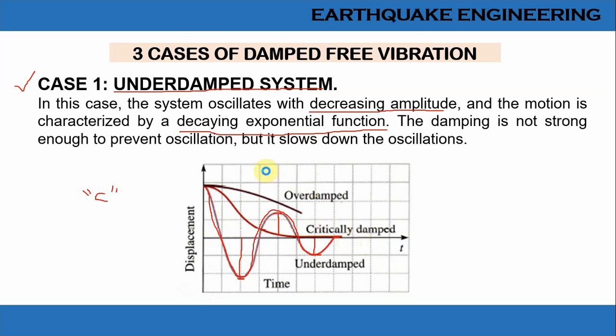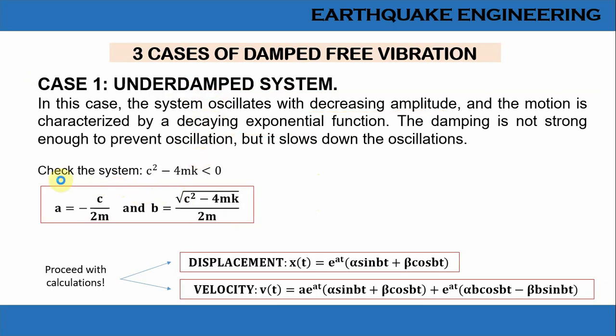Now, how are we going to solve our underdamped system? We need to check the system. So we check C squared minus 4mk. If this is less than 0, therefore it is underdamped. Okay? It is underdamped if your C squared minus 4mk is less than 0.